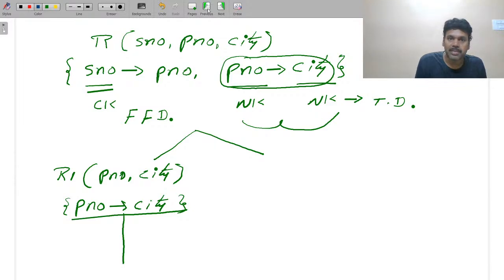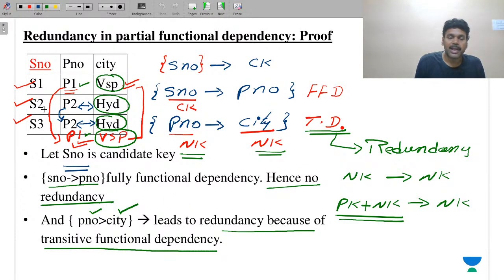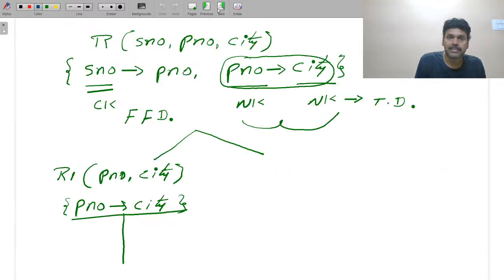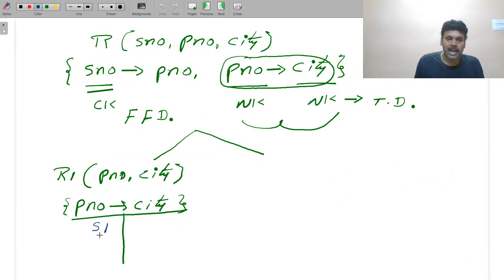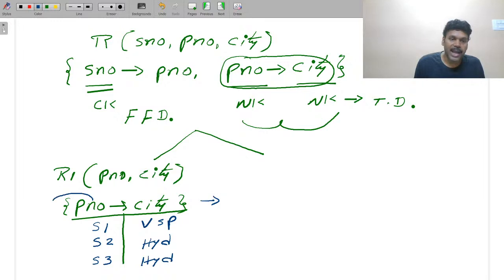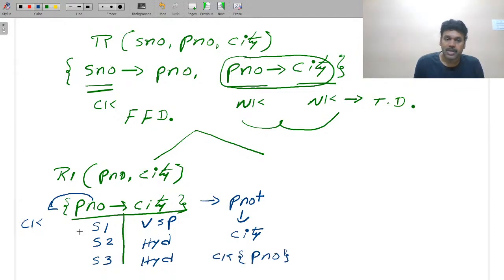So I am writing, come to the previous: S1 P1, S2 P2, S3 P2. S1 city we want to write, right? So S1 city VSP, S2 city Hyderabad, S3 city Hyderabad. S1, S2, S3. So VSP, HYD and HYD. Now we know that your PNO is going to act as a candidate key, because PNO implies city means PNO closure will imply your city. Therefore, we confirm PNO is your candidate key. So, no duplicates in that.